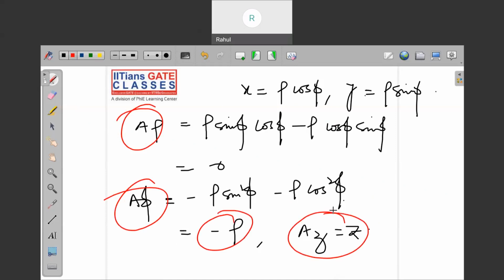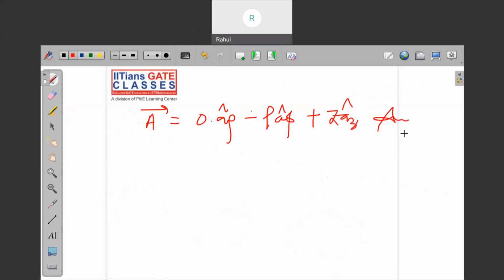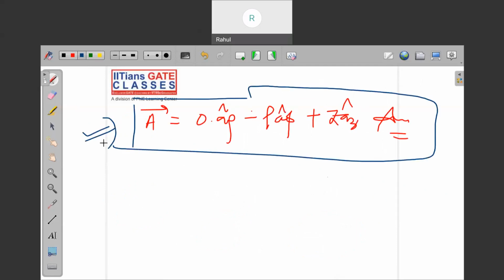So how can I write now? The A vector can be written as 0 times A rho cap, minus rho A phi cap, plus z Az cap. So this is going to be your answer, right? So how easy this is, okay? If you understand, you are inputting any kind of coordinate system to the conversion matrix, and you're getting the desired coordinate system in the vector format.